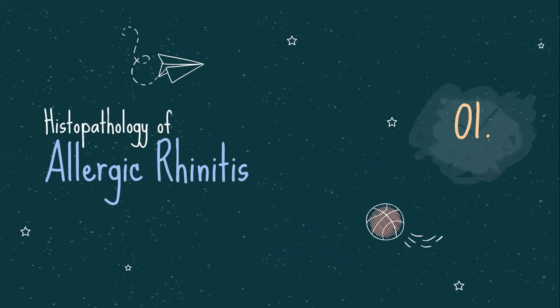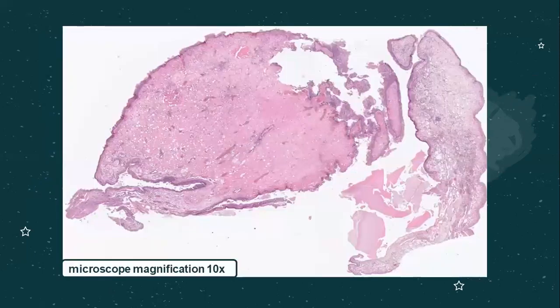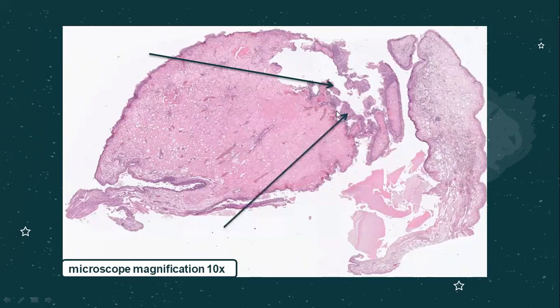Okay, first I will explain histopathology of allergic rhinitis. Okay, guys, you can see this picture, right? First we can see papillary structures with the fibrofascular septum with hyperplasia cells, and then we can find chronic inflammatory cells, as we know as lymphocytes, with edematous stroma.